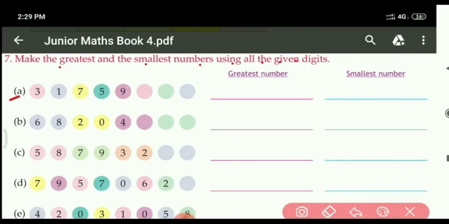As digits are given, we have to make the greatest number and smallest number by using the given digits only. As we know very well, when we are making the greatest number, then always write digits in descending order, and when we are finding the smallest number, then write digits in ascending order, meaning smaller to bigger. So firstly, here what is given in the column? Greatest number. What did I tell? It is descending order, meaning bigger to smaller number.